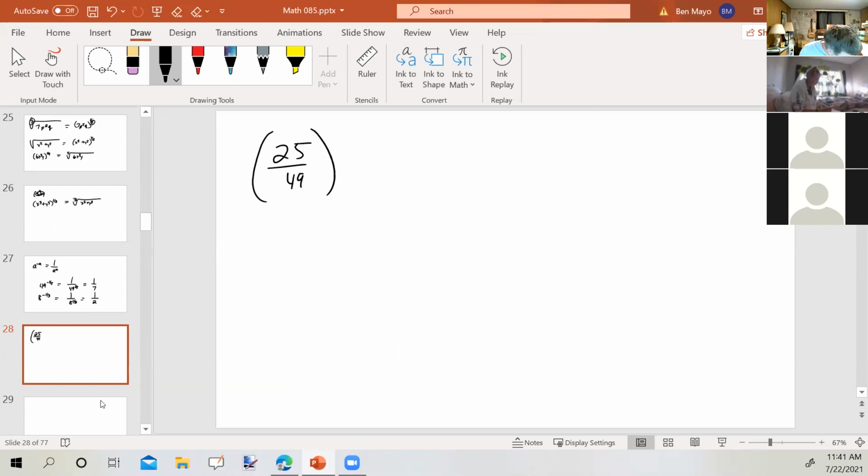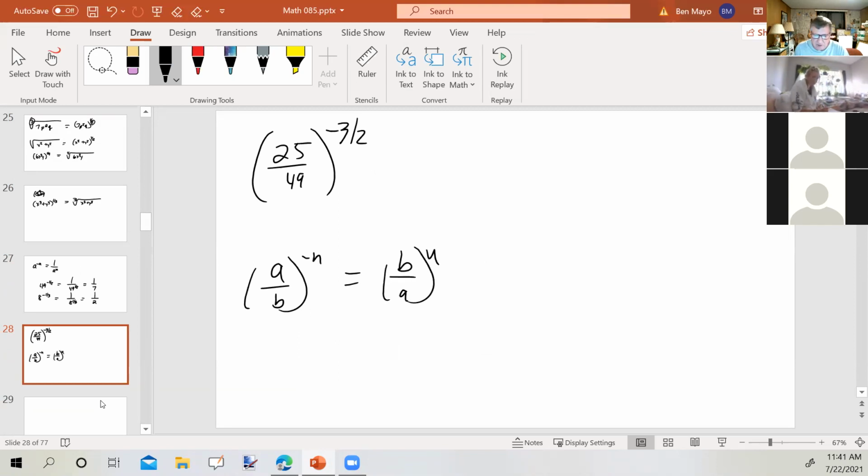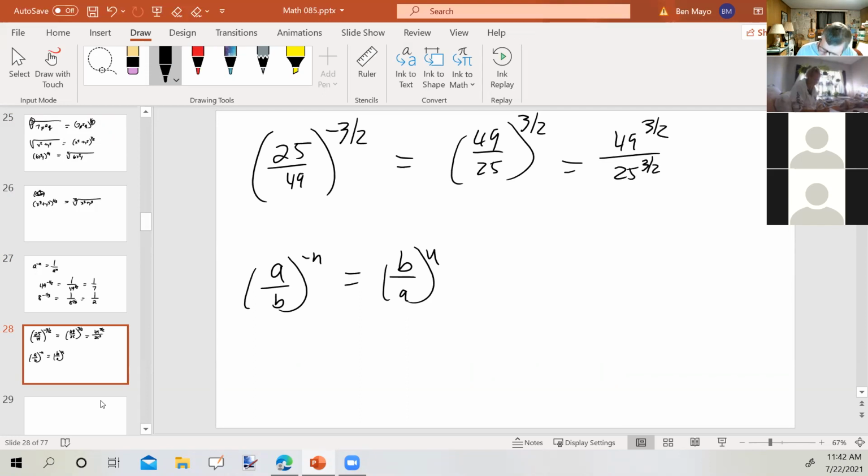25 over 49, all raised to the negative 3/2 power. Recall, if you have a over b to the negative n, that's the same thing as b over a to the positive n, because if you take the reciprocal of the base, it changes the sign of the exponent. So this becomes 49 over 25, all to the positive 3/2 power, which is the same thing as 49 to the 3/2 power over 25 to the 3/2 power.